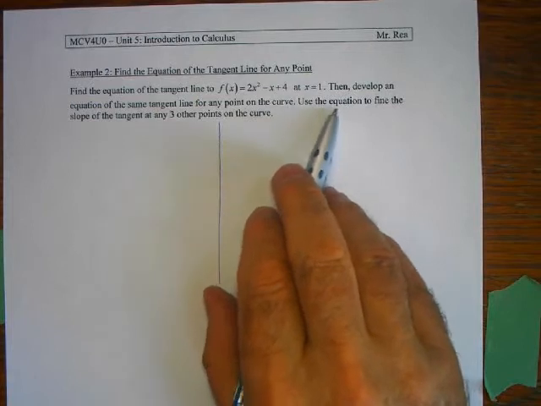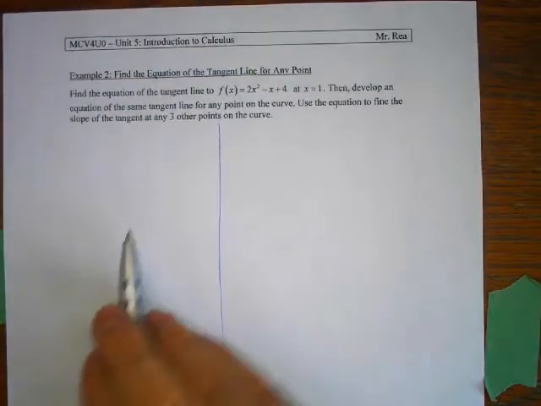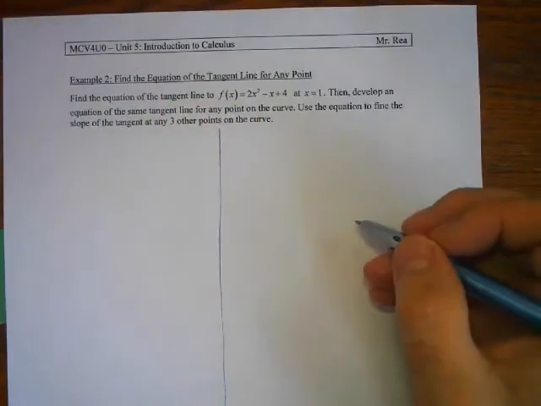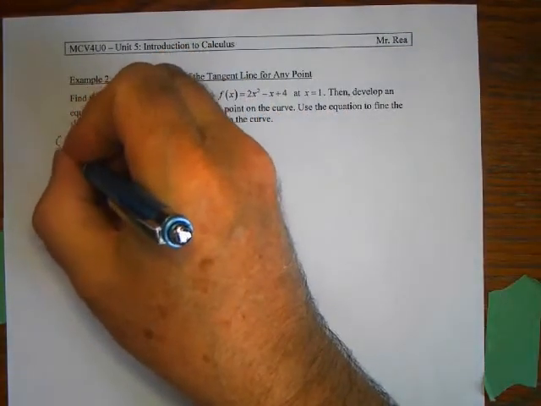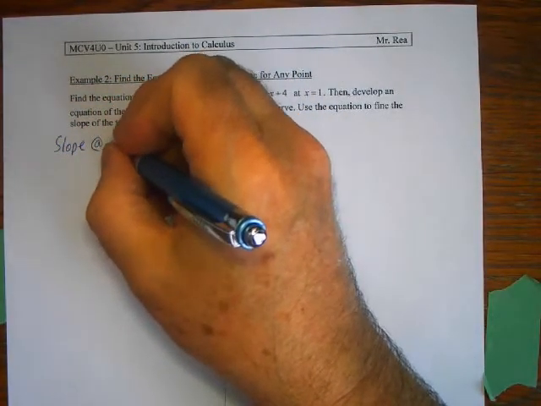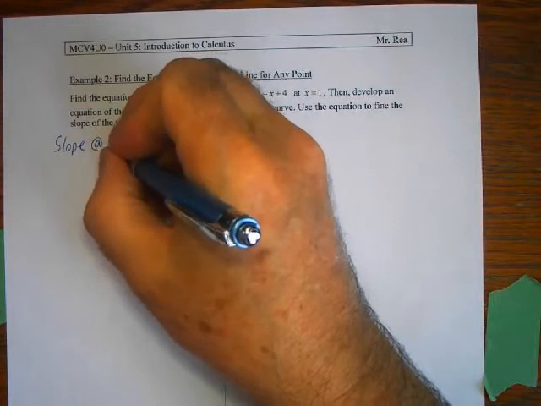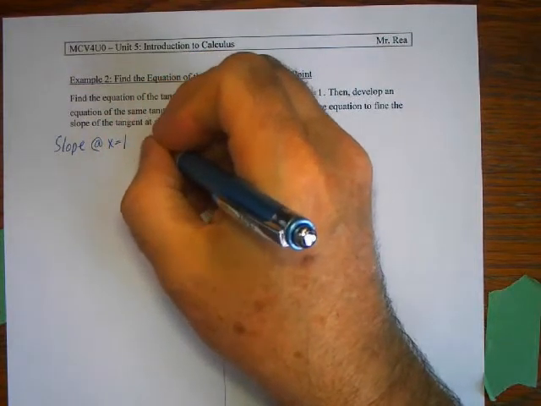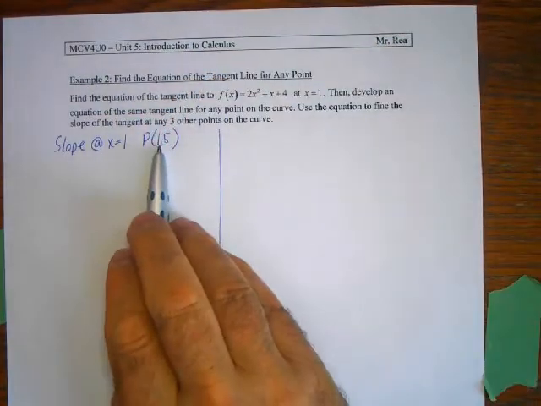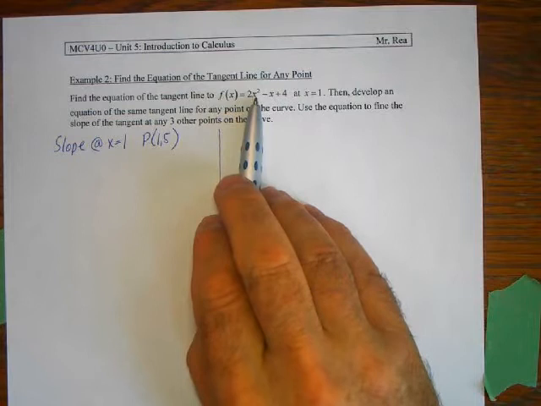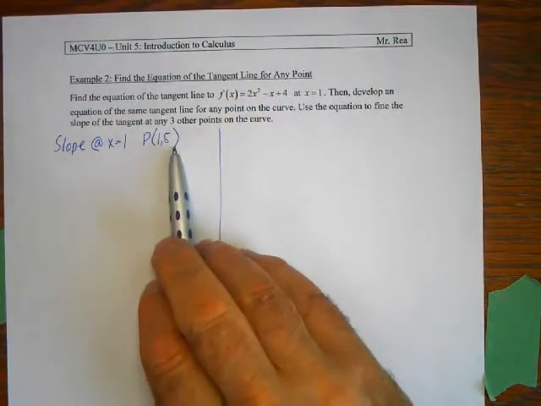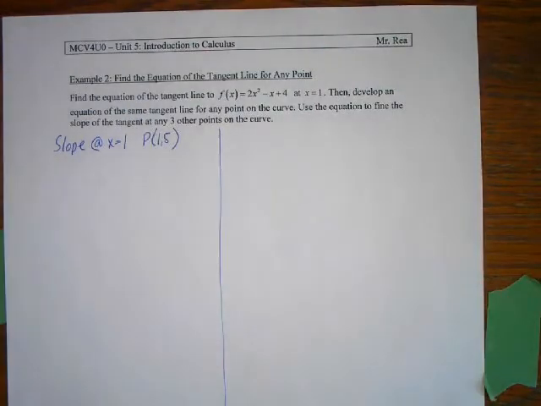So on the left here, I'm just going to do the first part of the question. We want to find the slope. So I'll put our goal here. Find the slope at x equals 1, at the point 1, 5. Now I'm able to say it's 5 because if you plug in x equals 1, you'll get 2 minus 1 plus 4. So we're finding the slope at that point on f of x.